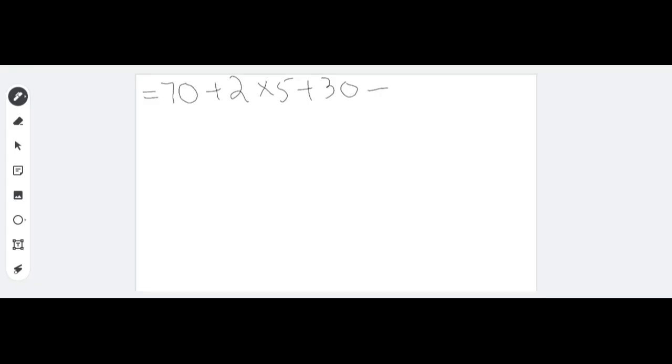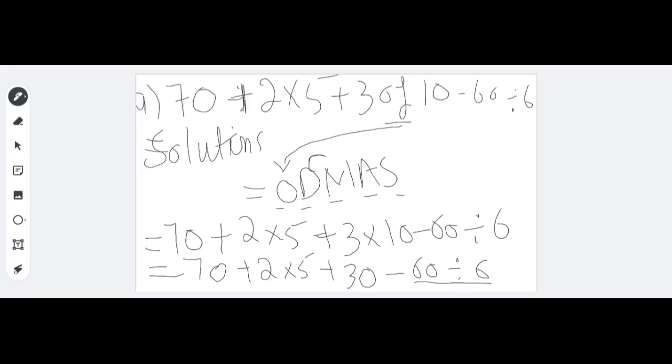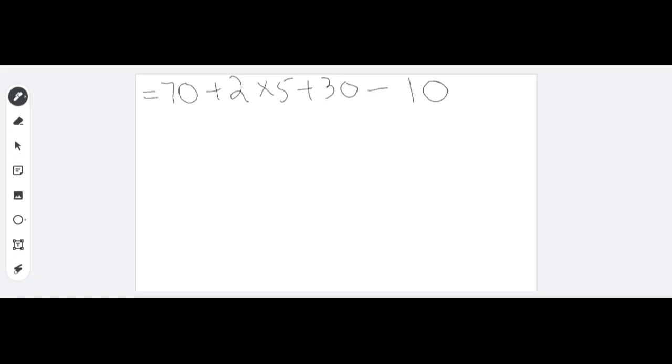If we divide, 6 ones are 6, 0 into 0, I guess 10. Answer is 10. Yes, 10. So after the division, we have to solve the multiplication. Multiplication is between 2 and 5. 2 and 5. 70 into 2 5s are 10. Very good. Now plus 30 minus 10.